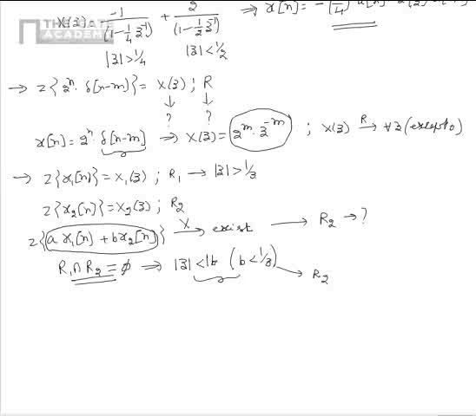So the possible ROC R2 is mod z less than mod b, where mod b is less than 1 by 3.